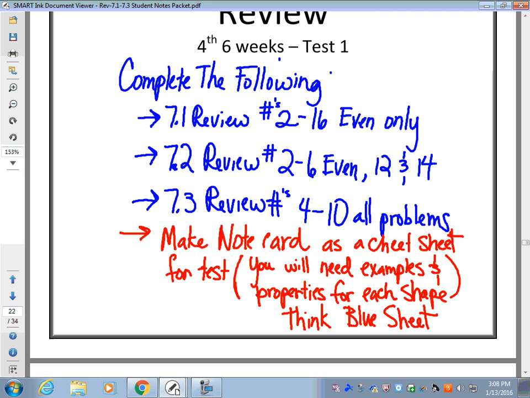Now, on your test, you have 2 things that you'll get to use to help you. One would be the formula chart, which is in the back of your packet. So we will provide that for you, so you don't have to memorize any of the formulas. And then you get to make a note card as a little cheat sheet for the test, okay?